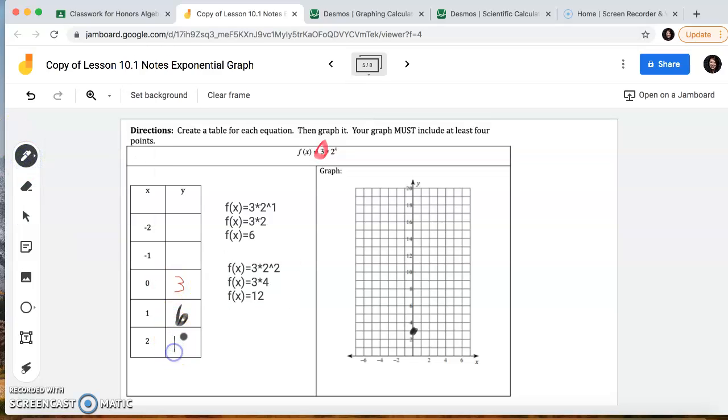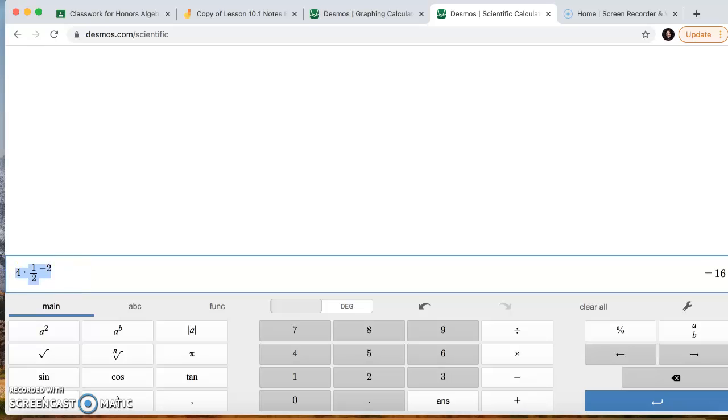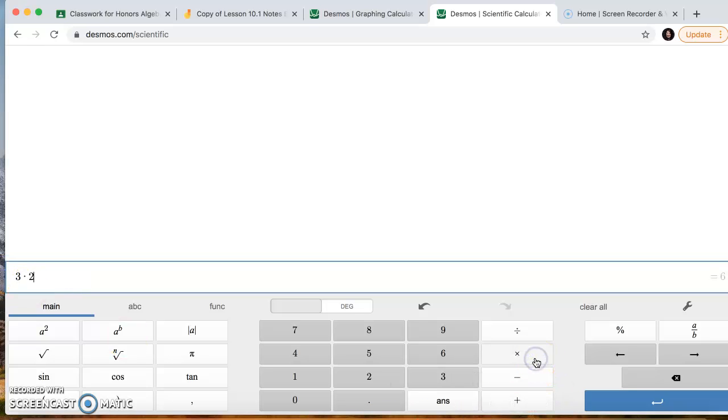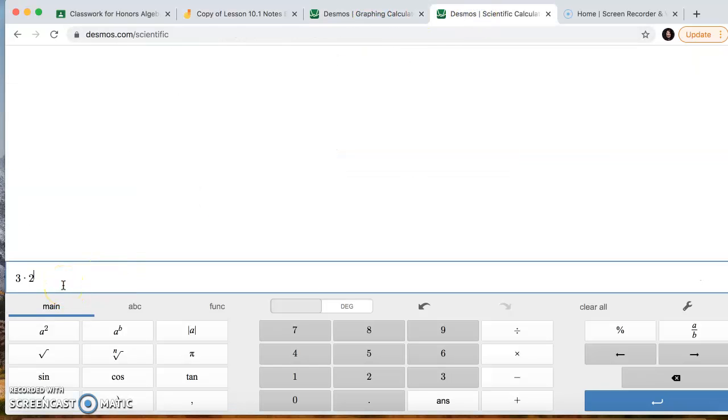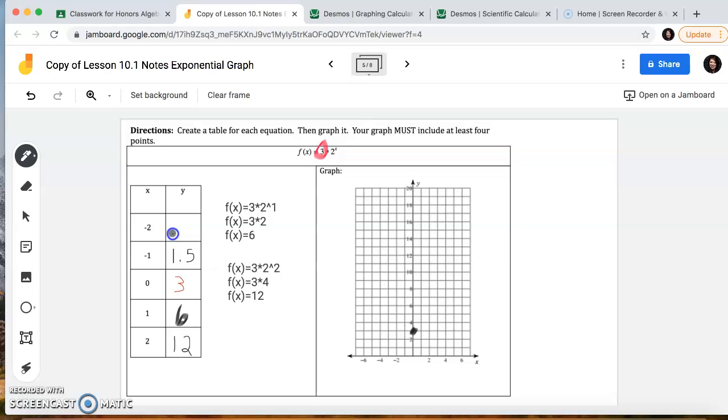And then you want to do the other numbers as well. If you want to, you can use your calculator. So it's 3 times 2 to the x. If I make 3 times 2, and then to the power, you can click this button right here, and change that x to a -1, that's going to get us 1.5. You can write 1.5, or you can write 3 over 2, that's also 1.5. And then we can do the same thing with -2, which I think is 3 over 4. Yep, 0.75, which is the same thing as 3/4.